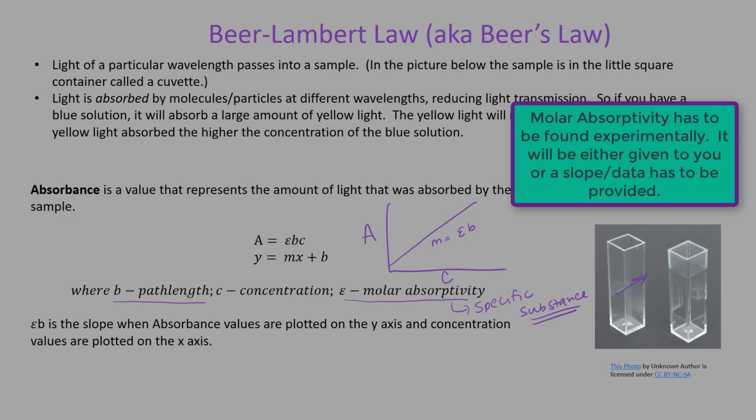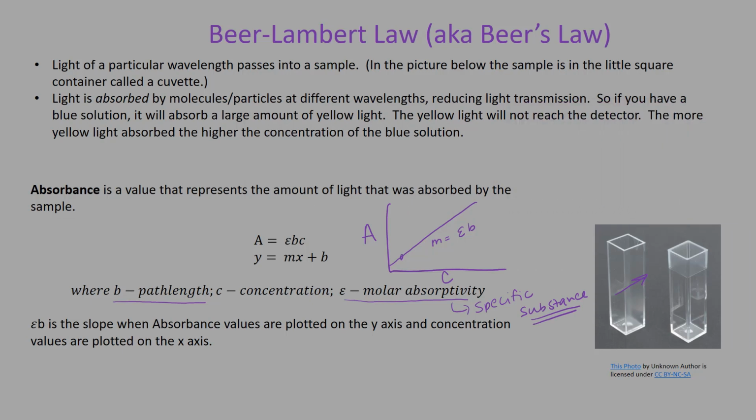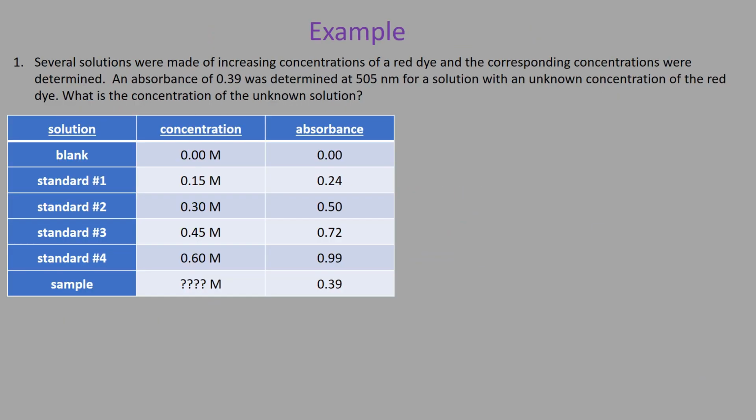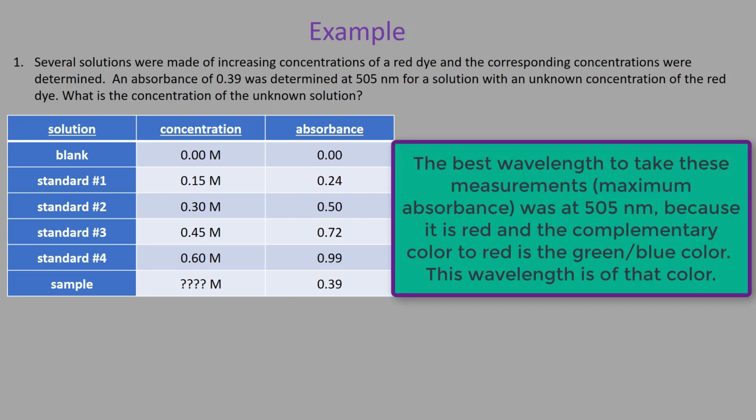So what we can do here is if we get enough points of known concentration and known absorbances, we can get a curve, and then unknown concentrations can be determined from that. So let's look at this example. It says several solutions were made of increasing concentrations of a red dye and the corresponding absorbances were determined. An absorbance of 0.39 was determined at 505 nanometers for a solution with an unknown concentration of the red dye. What is the concentration of the unknown solution?